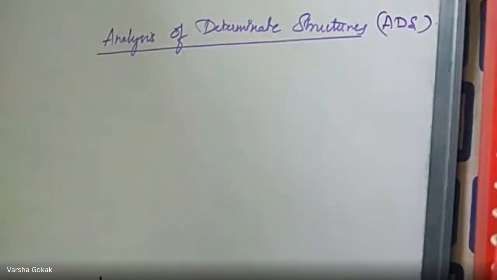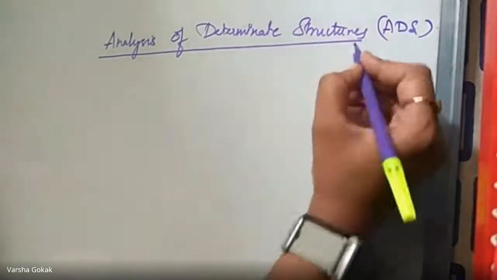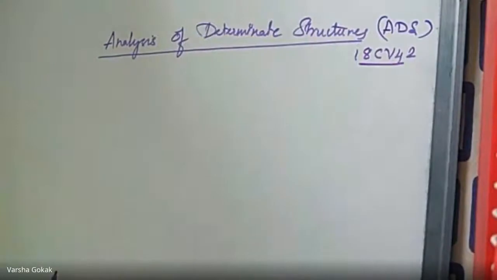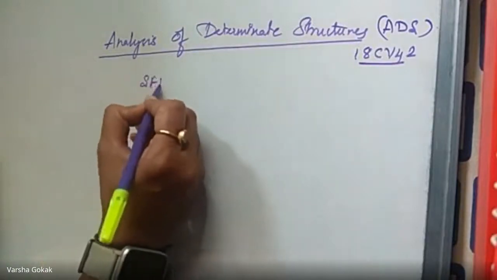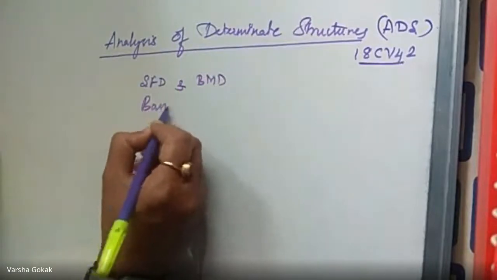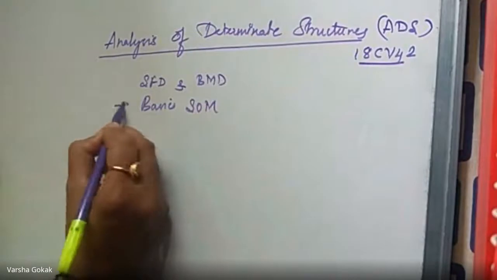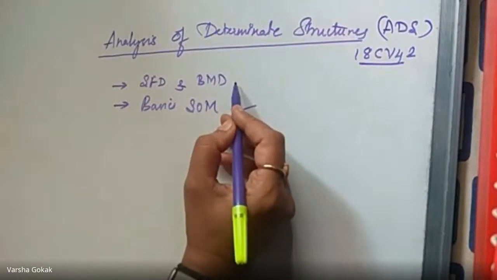As I gave the introduction yesterday about the subject, the subject code is 18CV42. What are the basics I will require here? We require your shear force and bending moment diagram, and all the basics of strength of materials, SOM. All the basics of SOM are a must over here, especially SFD-BMD, because of how to draw.